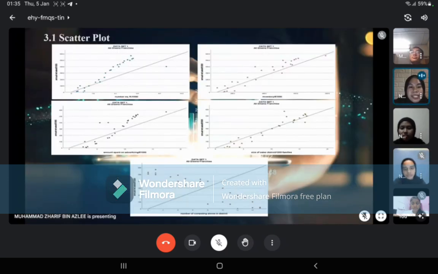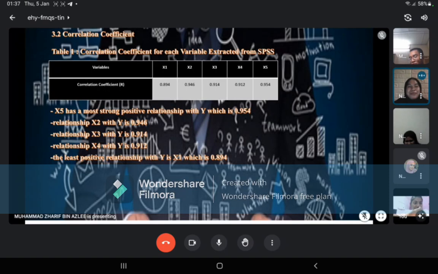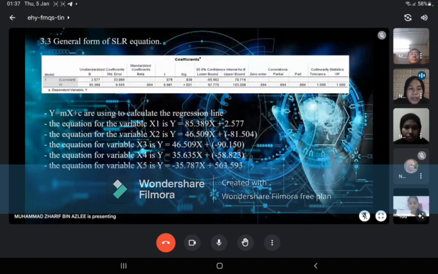For 3.1, we can see the scatter plot for x1, x2, x3, x4 and x5. Next is 3.2, the correlation coefficient. For example, x5 has the strongest positive relationship with y, which is 0.954. The weakest positive relationship with y is x1, which is 0.894. For 3.3, the general form of the SLR equation, we use the formula y equals mx plus c. For example, the equation for the variable x1 is y equals 85.389x plus 2.577.